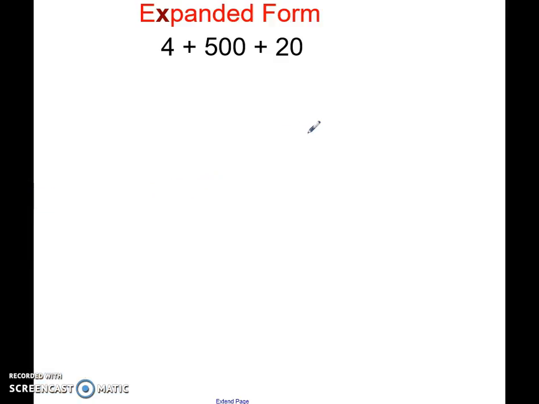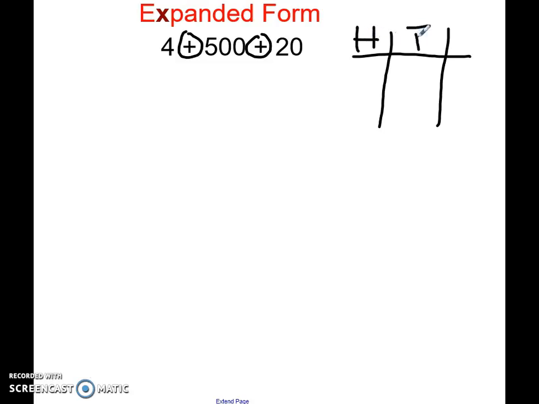Now let's take a look at another number. This number is already written in expanded form. We know it's expanded form because it uses the plus signs to put together each value of the digits. So let's take a look at what this number is. If I draw my place value chart, it can help me determine what the number is. So here's my hundreds, here are my tens, here are my ones. If I look at the first number, I have a 4. Well, 4 is ones, so I'm going to place a 4 in the ones column.